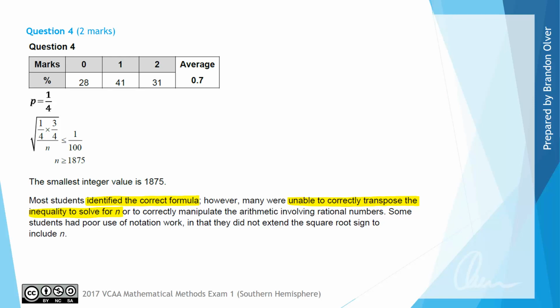Some students had poor use of notation, in that they did not extend the square root sign to include the n. So just to elaborate on that, this square root sign that I've just drawn in red needed to come down to include this n down here, as that's also under the square root sign.